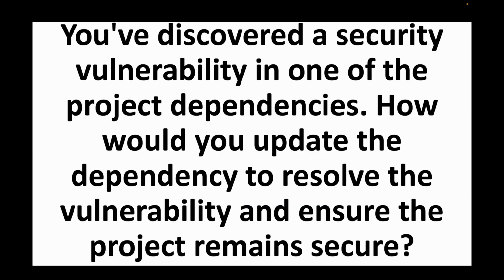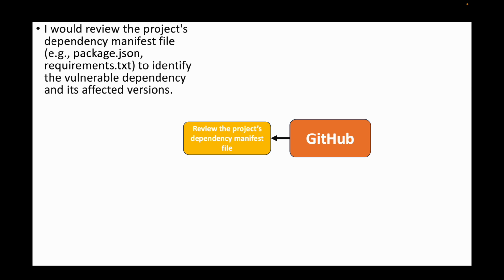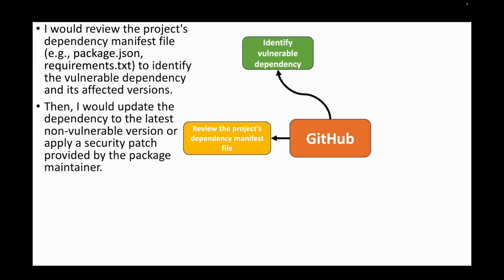The next question we have is, you have discovered a security vulnerability in one of the project dependencies. How would you update the dependency to resolve the vulnerability and ensure the project remains secure? So for this, we will need to review the project's dependency manifest file. Now, it could be your package.json or requirements.txt. So wherever you have defined your dependency, we will need to review that file and then identify the vulnerable dependency within that file and the version that is affected.